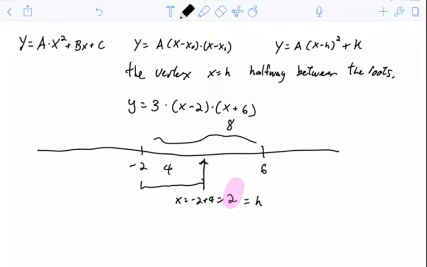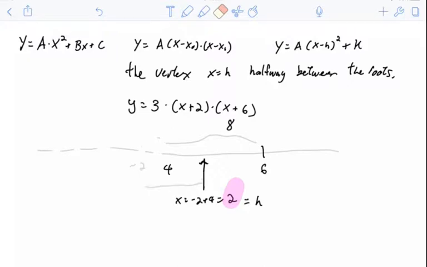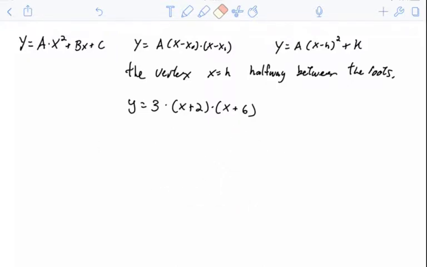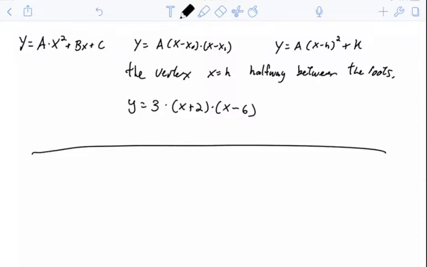Wait, what'd I do? Oh my gosh. Forgive me. Oh, I messed up. Start again. All right. The roots here are at -2 and +6. I had to change the equation so the roots were there. I'm sorry. It's been a long video.